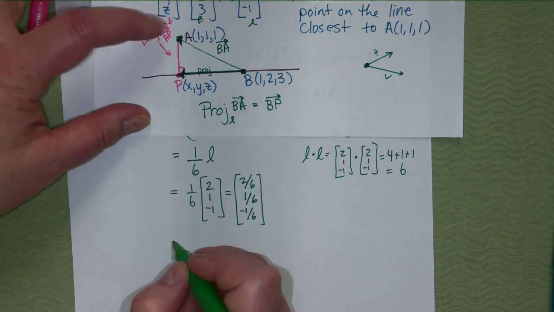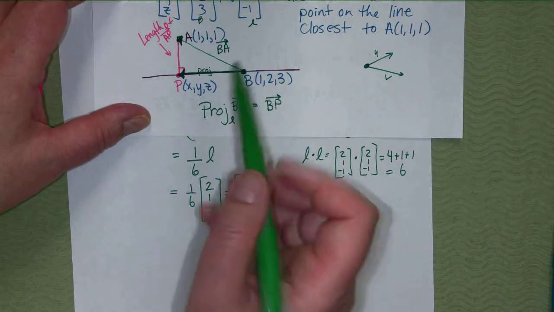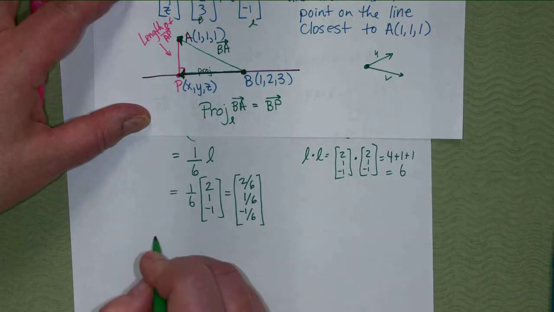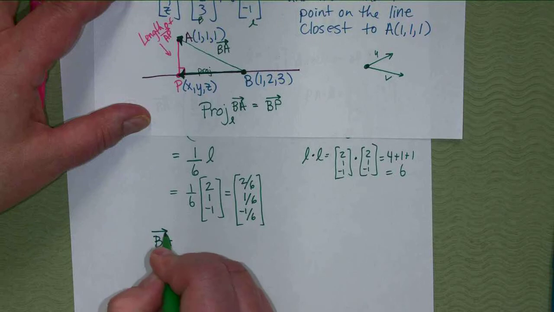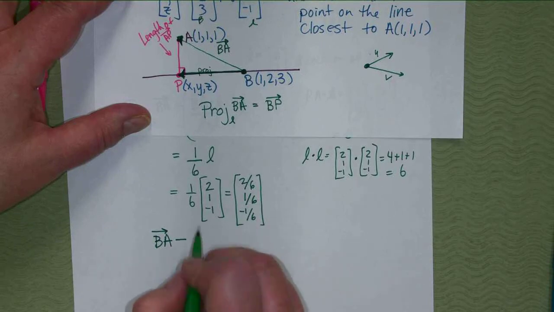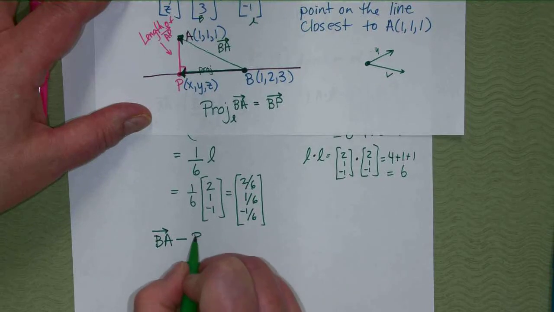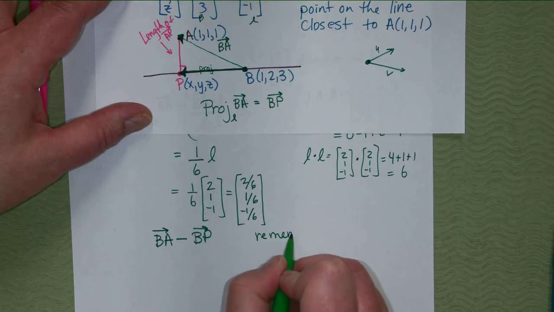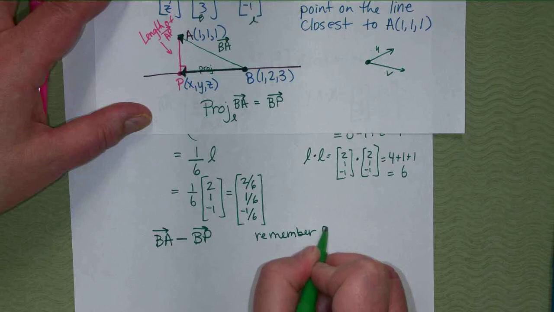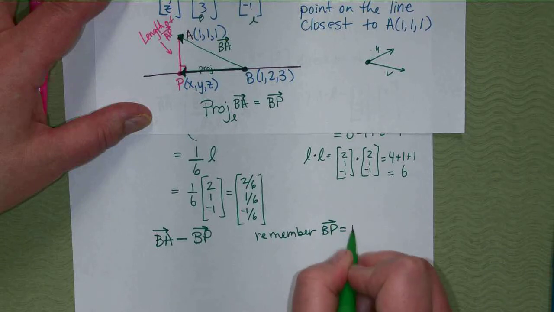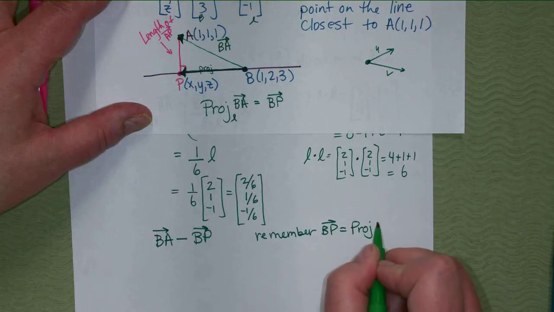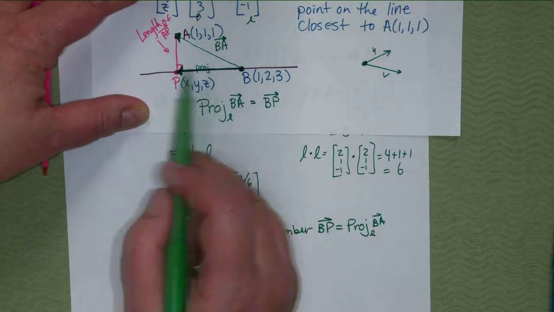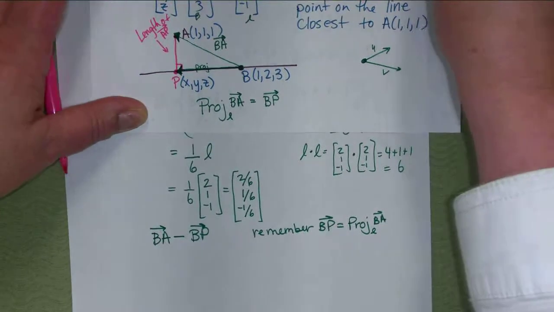So, we need to find, what's this called? BA minus BP, and I'm just calling it BP because that's easier than writing the whole projection thing. So we want to subtract those.